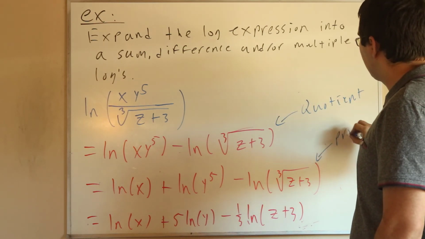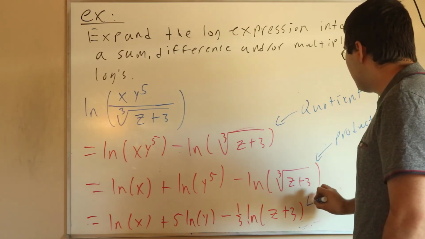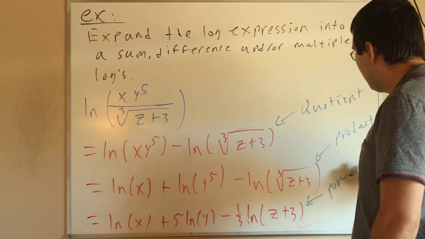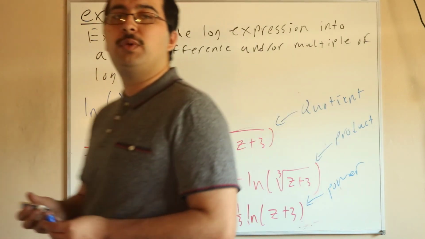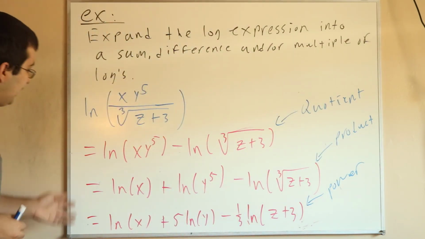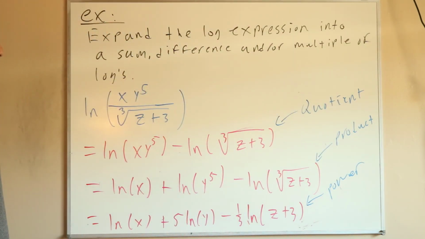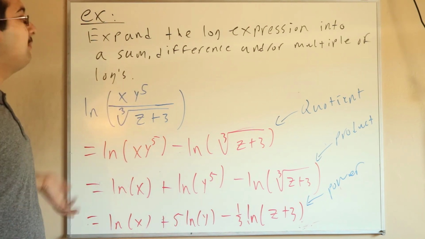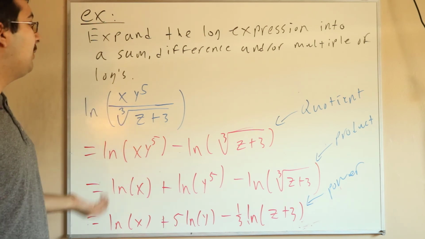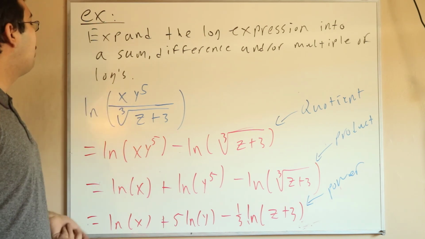Here was product. And here was power. Okay? We took a single log, we used these three properties, and then we expanded it out into an expression using several logarithms. Again, just like with the other example, you don't have to do it in the way I did it. You could have done the product property first, all right?